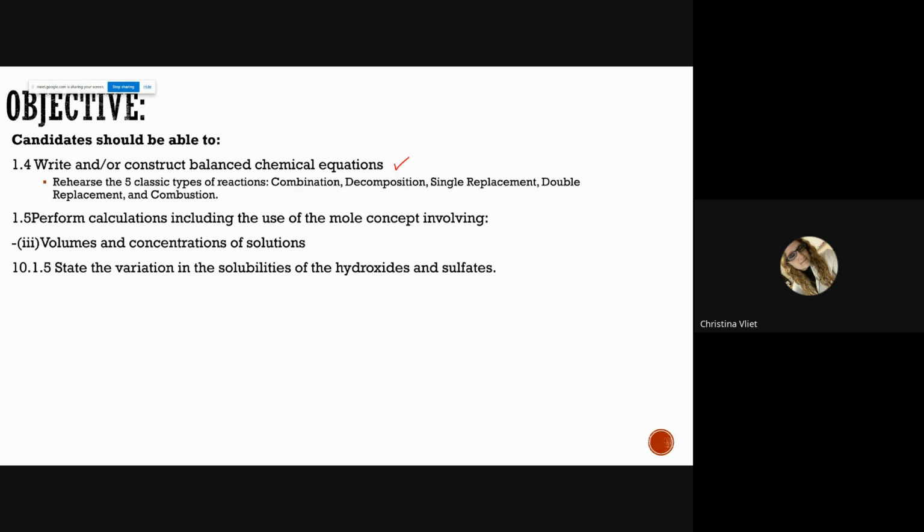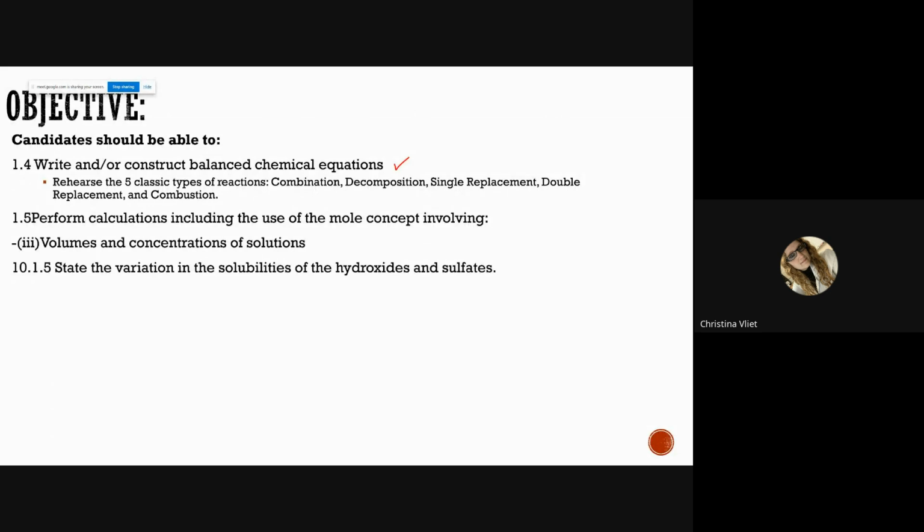1.5, perform calculations with the mole concept, including volumes. Anybody know what a volume is? Volumes and concentration. You're talking about gas volumes. Volumes of solutions, right? Look at the amount of liquid you have, so we would be looking at our beaker in this case. We've learned it in the past as liters, milliliters. We're going to use a slightly different unit you'll see today, but we have to go through calculations for molarity, basically. We're going over molarity today.